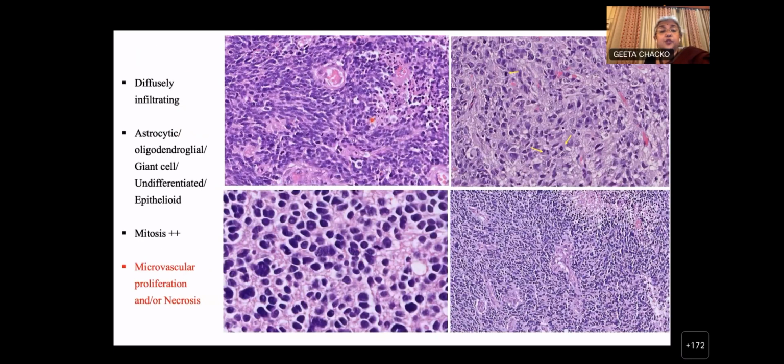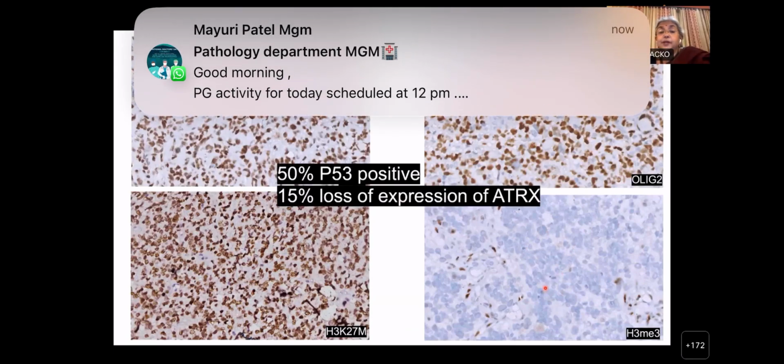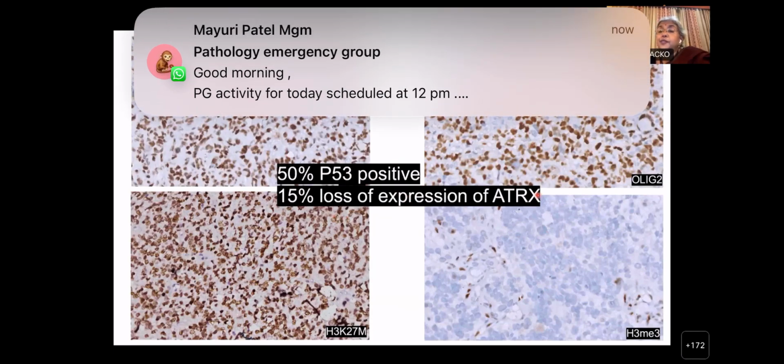So here's a high-grade tumor with an astrocytic morphology. Here, a very hypercellular pleomorphism. You may or may not see vascular proliferation and necrosis. It's got retained expression of ATRX. It's OLIG2 positive. H3 K27 is mutant, and there's loss of expression of the trimethylation protein. So 50% of these tumors are P53 positive, and there are a few that show loss of expression of ATRX. But based on the location and based on these two markers, one makes that diagnosis.